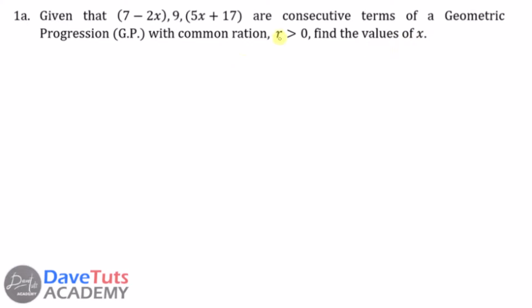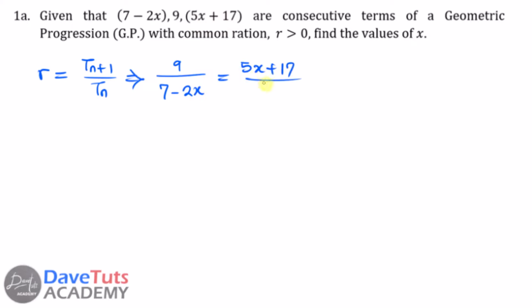Now, if we are given that the common ratio is greater than 0, and we have these terms, generally, we can say that the common ratio is the ratio of the next term to the initial term. So in this case, we can define it as Tn plus 1 over Tn. For this particular case, the common ratio is first and foremost 9 over 7 minus 2x. But if we are also looking at 5x plus 17, we can also say it is 5x plus 17 over the term before it, which is 9.